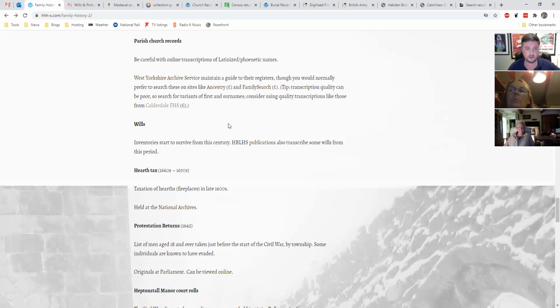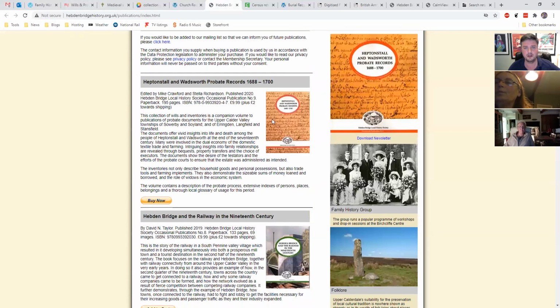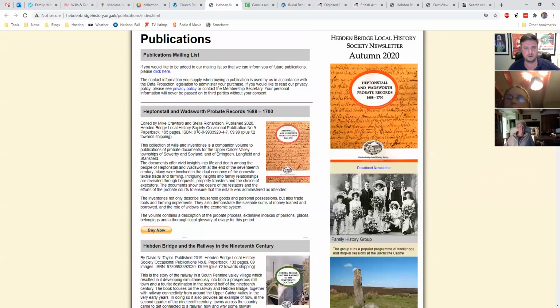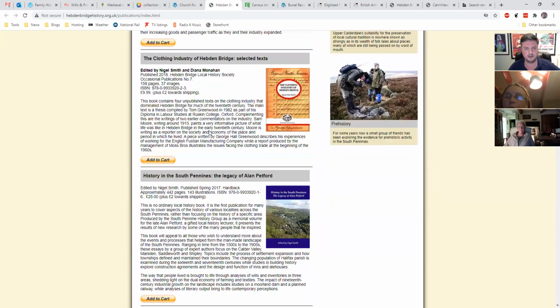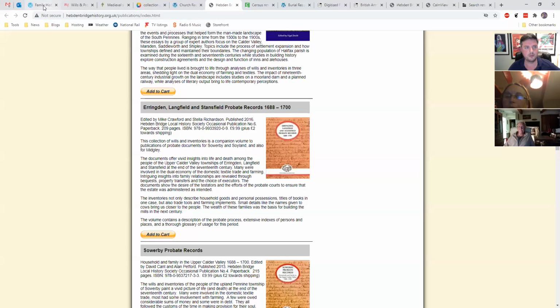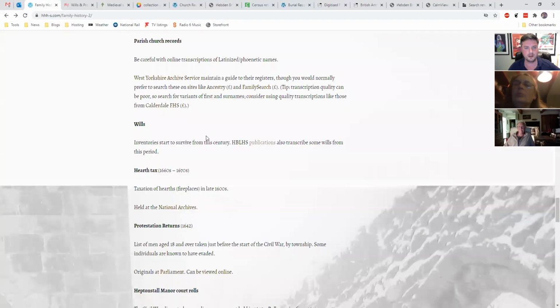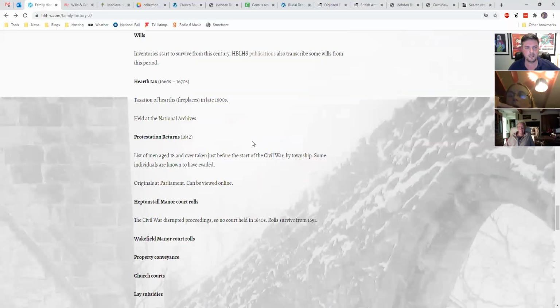We have more wills and inventories surviving from the century, and the Hebden Bridge Local History Society has a few books. Heptonstall was worth, I think there's a Stansfield and Sorby one floating around there. They're quite interesting, and give you a bit of colour on people's lives.